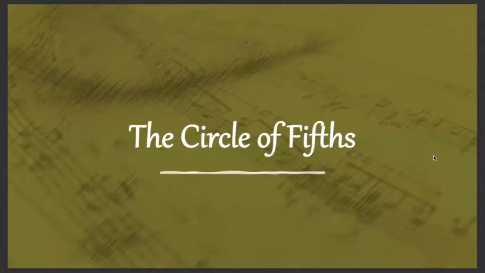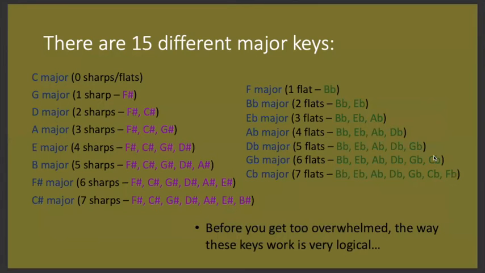The circle of fifths. First of all, there are 15 different major keys in total, and here is a massive list of all of them. So if you look, we start with C major, which has no sharps or flats. G major has one sharp, F sharp. D major has two sharps, F sharp and C sharp. A major has three sharps, F sharp, C sharp, G sharp, and so forth.